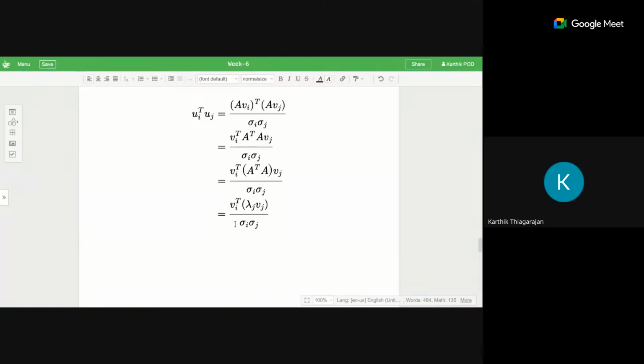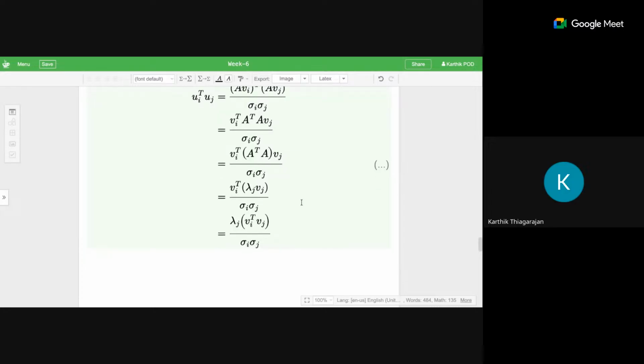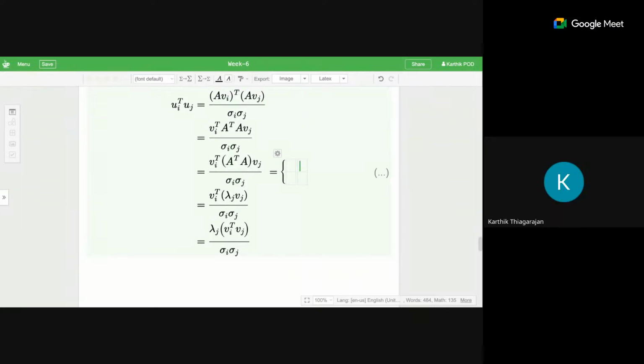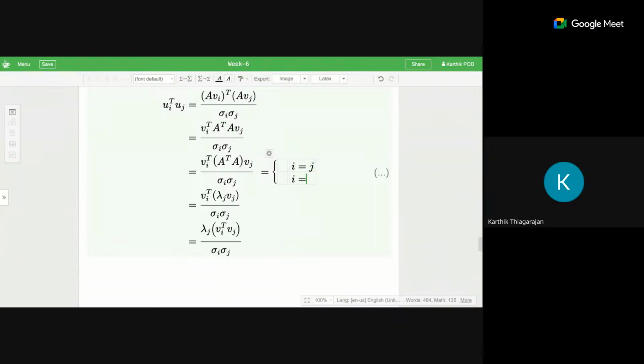So we have this expression. Now this is clear, right? So depending on what i and j are, one more step is there. I can write this as lambda j, Vi transpose Vj by sigma i, sigma j. Are you all with me so far? Okay, so there are two cases, i equal to j, i not equal to j.